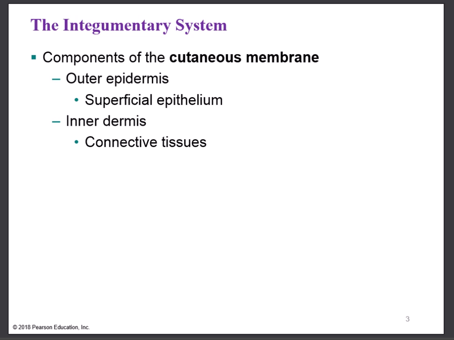Now, let's take a look at the cutaneous membrane as an overview real quick. We're going to divide the cutaneous membrane into two parts. The outer, more superficial part is known as the epidermis. If you want to just highlight this word right here, the epidermis. This is made up of a bunch of cells known as epithelium. And then below the epidermis is the dermis, and that is made up of a tissue called connective tissue.